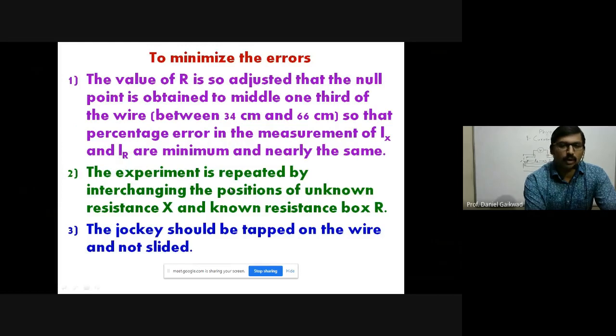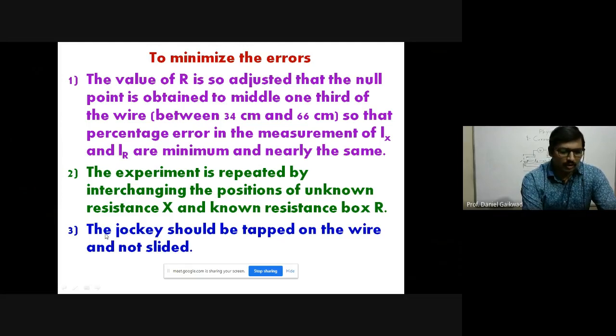When we perform the practical, the first 3 readings we take for the resistance X will be in left gap, and another set of 3 readings in which we take resistance X on right hand side gap. So that is practical work. When we perform the practical, then we have the method of interchanging here.